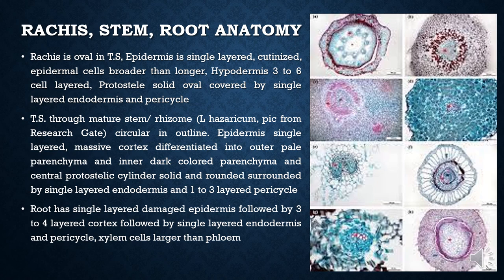This picture is the transverse section of Lygodium hazaricum, where we will first see the rachis. Diagram A is the rachis, which has a single layer of epidermis and a 3 to 6 cell layered hypodermis next to the epidermis, and in the center it has a massive stellar region, which is a protostele. The stellar region is completely covered by the endodermis and pericycle. This is the rachis, the petiolar portion that we find in angiospermic plants. In this fern, that portion is called the rachis, which contains the midvein region. So diagram A is the rachis.